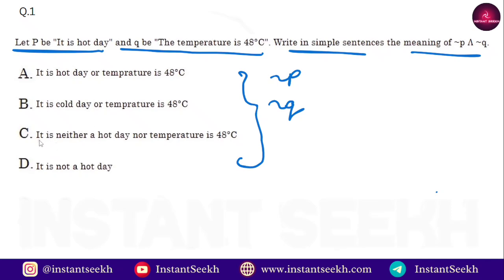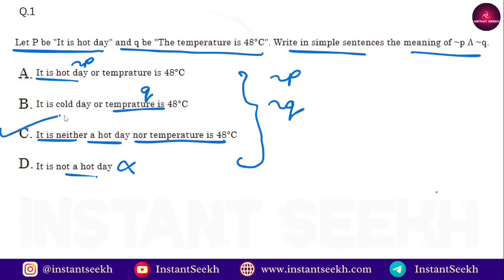Okay, C, right? What it states, it is neither a hot day nor temperature is 48 degree, because if you see rest one, it is a hot day, which is not valid because negation of P says it should not be a hot day. Okay, temperature is 48 degree, again it is straight away Q, not negation of Q. Okay, it is not a hot day, not a valid statement itself. Okay, so option C is the right answer for this particular question. So answer C is your right answer. Let's move on to the next question.